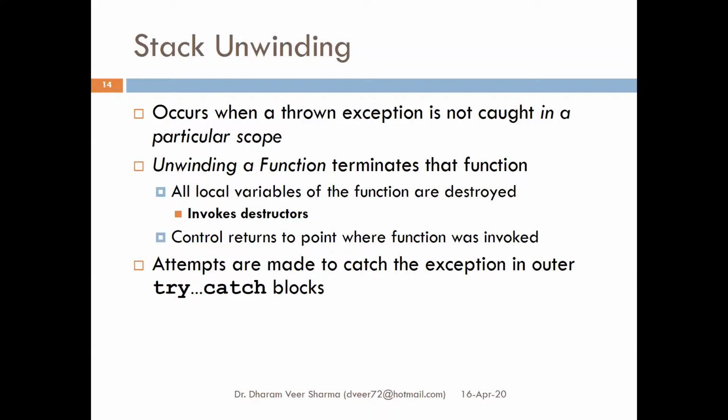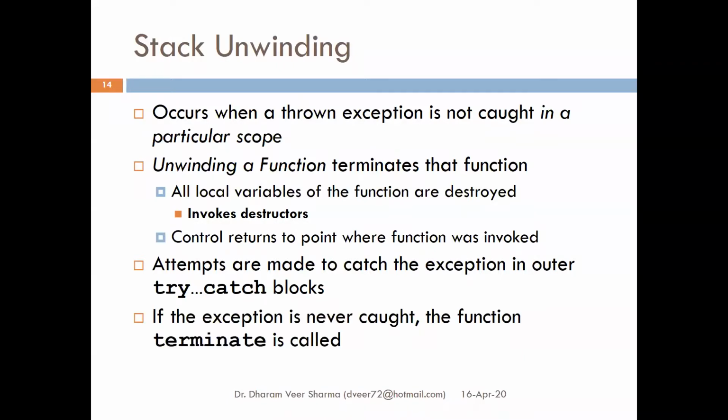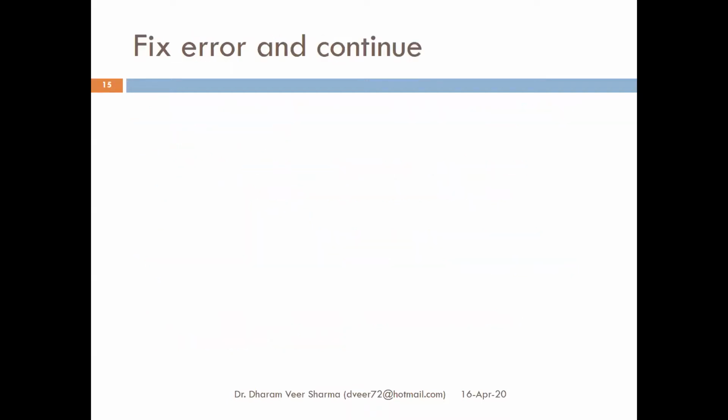Attempts are made to catch the exception in an outer try-catch block, because try-catch blocks can be nested also. We'll discuss it a little later. If the exception is never caught, the function terminate is called. So this is one approach.